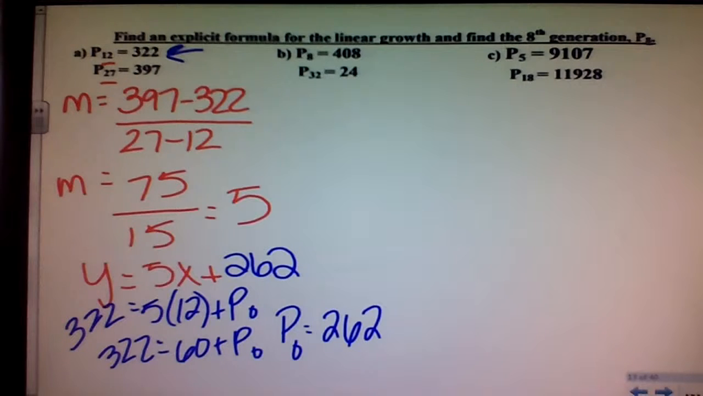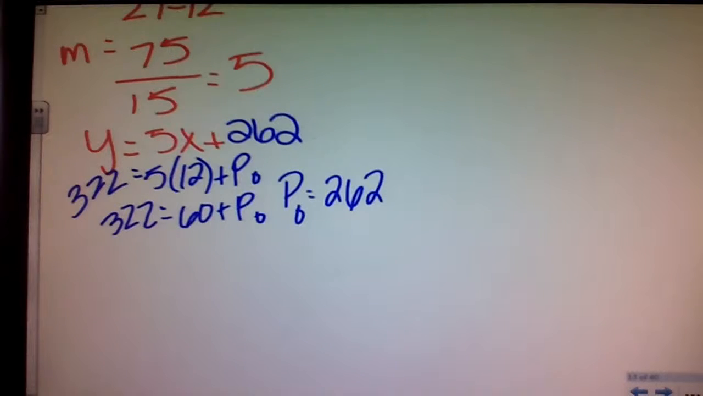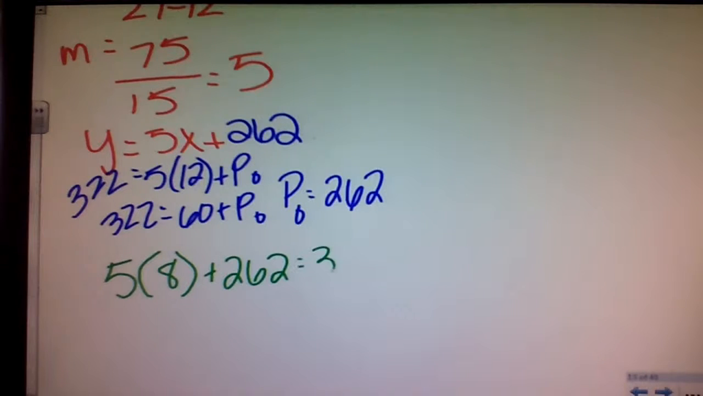Okay. They want the 8th generation, so they want what's p sub 8. So I would need to plug in 8, where x is. So you should get 302. This is compared to the last 3 units. This is only 3. So again, I would plug in 8, and you get 302. Alright.